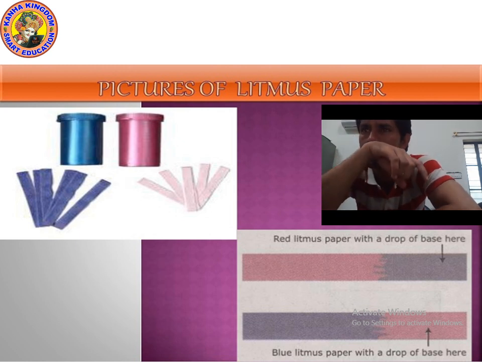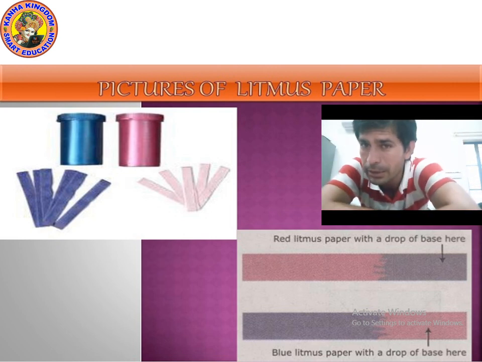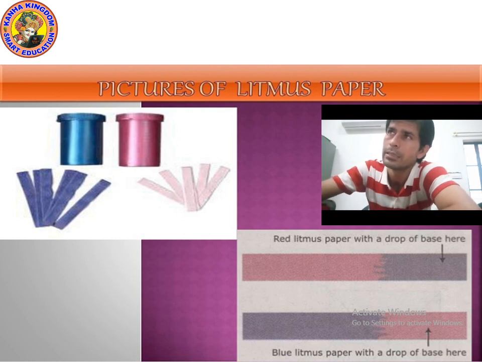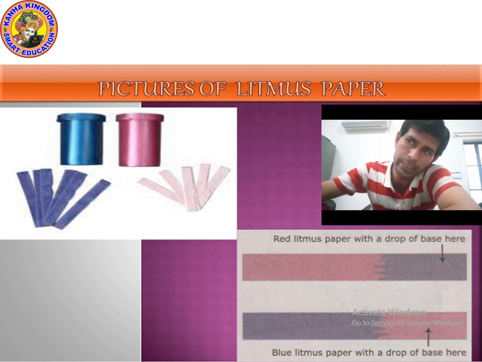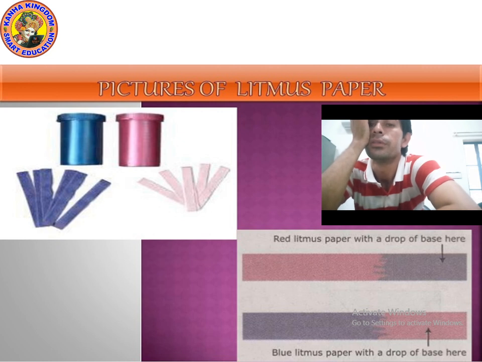So you know that red litmus turns to blue and blue litmus turns to red. If it is turning from blue to red, it means you are adding acid. If it is turning from red to blue, it means you are adding base.